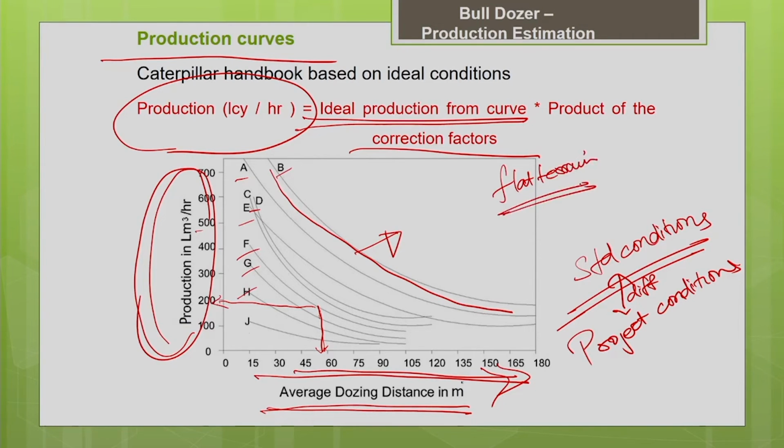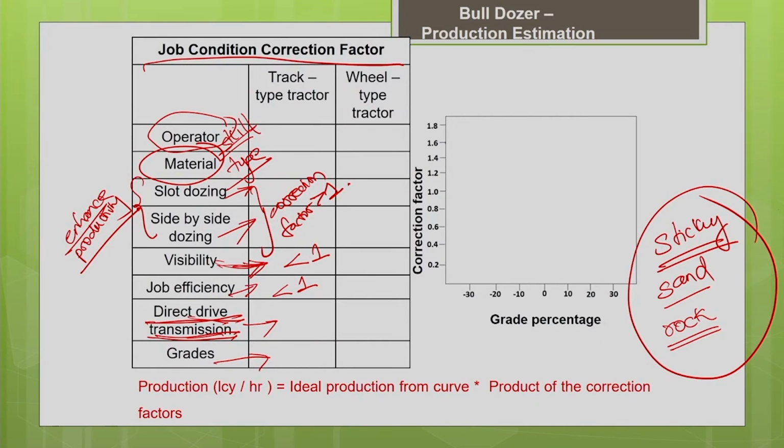But in your real project site, if you are going to move up the slope or down the slope, then accordingly your productivity will vary. If you are moving up the slope, your productivity will decrease. Obviously, your grade resistance will increase, your speed will reduce, your cycle time will increase, and your productivity will reduce. If you move down the slope, your productivity will increase. Why does the productivity increase? Your machine speed will be more when you move down the slope. As the machine speed is more, the cycle time is reduced, so the productivity will be increased.